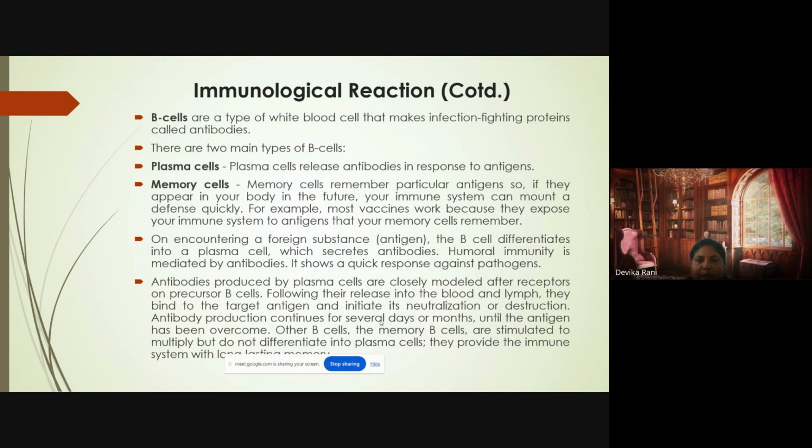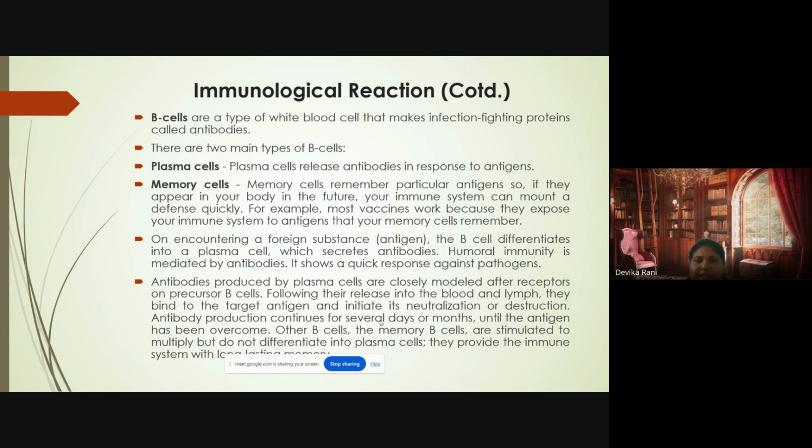On encountering a foreign substance antigen, the B cell differentiates into a plasma cell, which secretes antibodies. So, this type of immunity through a B cell is humoral immunity. It is mediated by antibodies. It shows a quick response against pathogens.